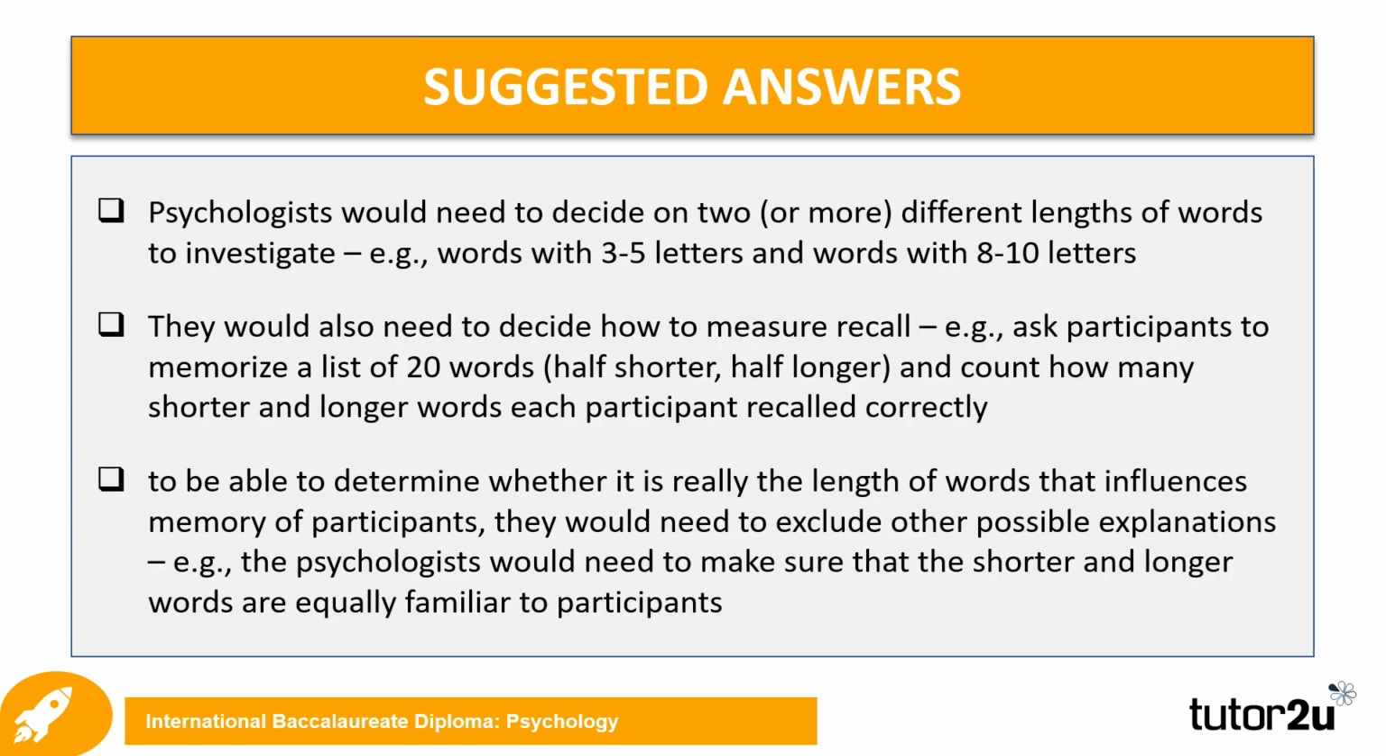To investigate the proposed question, psychologists would need to decide on 2 or more different lengths of words to investigate. For example, words with 3 to 5 letters and words with 8 to 10 letters. They would also need to decide how to measure recall. For example, they could ask participants to memorize a list of 20 words, half shorter and half longer, and then count how many shorter and longer words each participant recalled correctly.